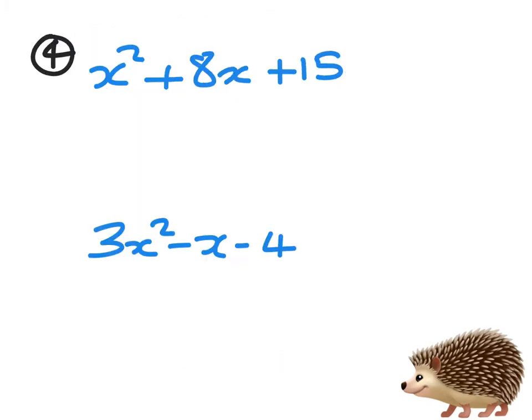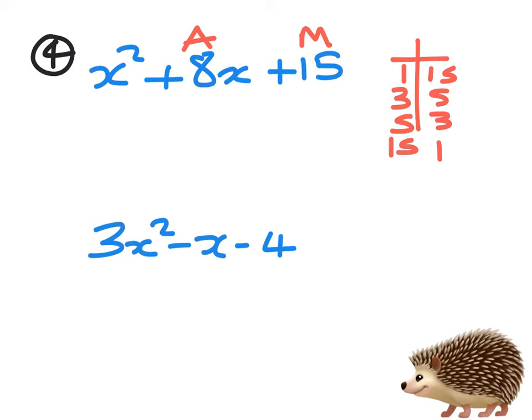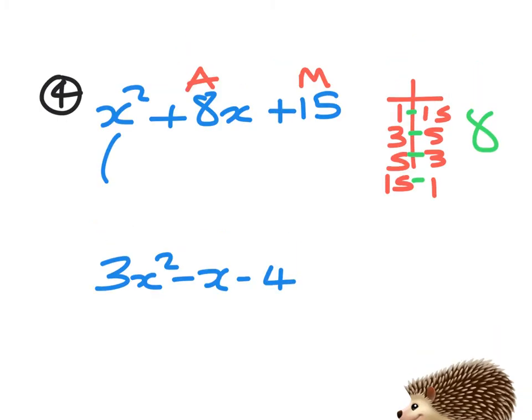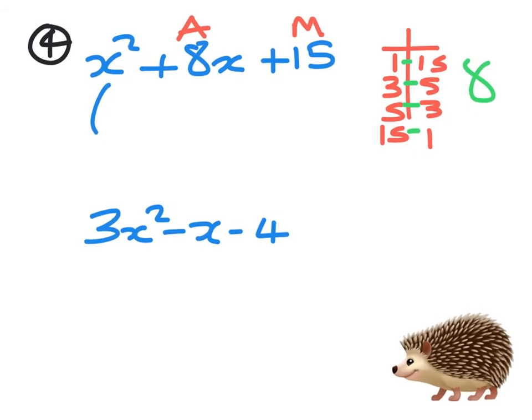Question 4, factorizing. Remember, we're trying to do these as AMs in the mornings. So what numbers can we times together to make 15? 1 and 15, 3 and 5, 5 and 3, 15 and 1. Now we just need to work out which of these pairs do we need that makes 8. Okay, once we've got that, we can then do our brackets.